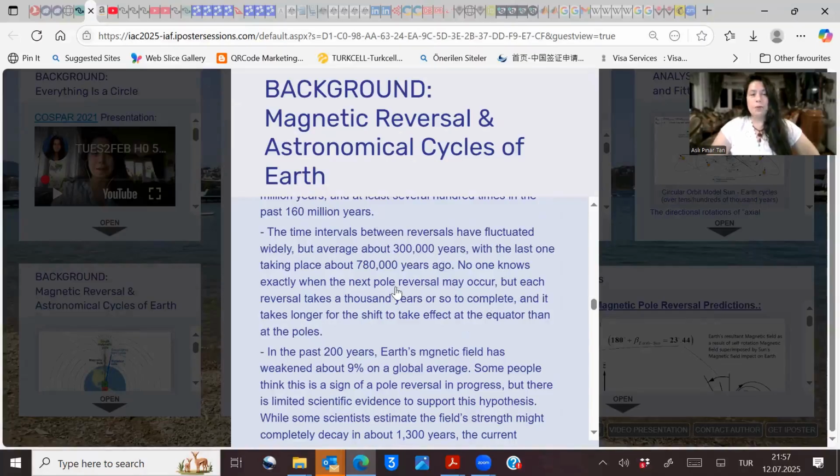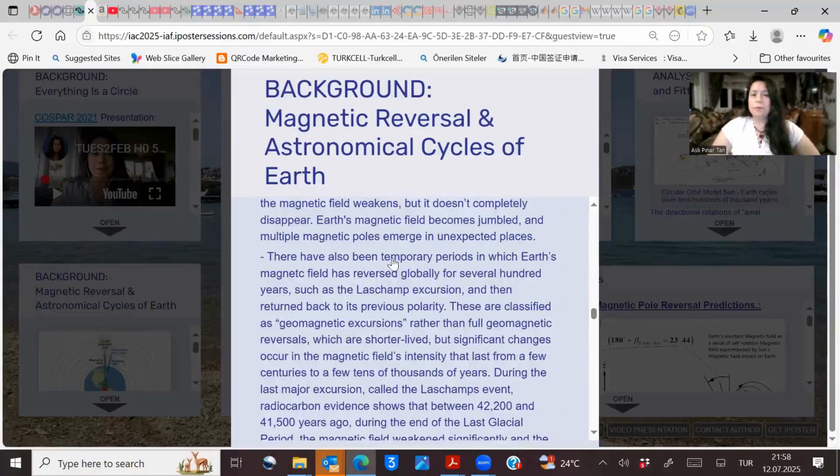With the current data, it is said that the last magnetic pole reversal occurred 780,000 years ago, though this might be due to lack of sufficient data or misinterpretation of existing data in sediments.